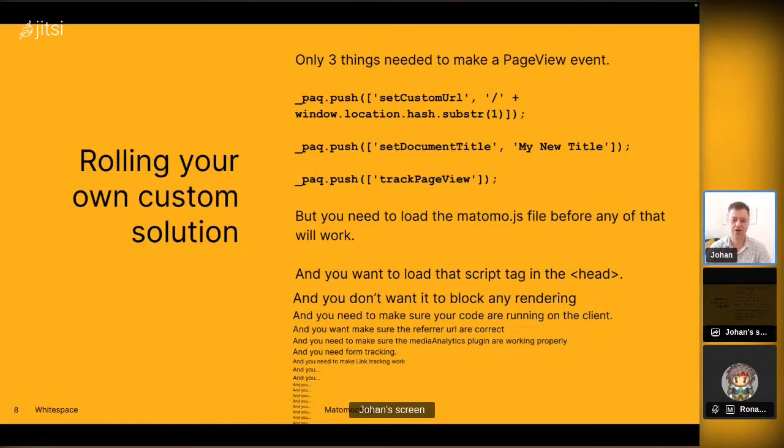And this looks at first glance like a very simple and efficient solution to actually getting the tracking done, until you realize that, oh, I want to make sure that the script tag is loaded in the head tag. And I want to make sure that the script tag isn't blocking any rendering. And I need to make sure that the code is running only on the client. And I need to make sure that the referrals are correct, and more.